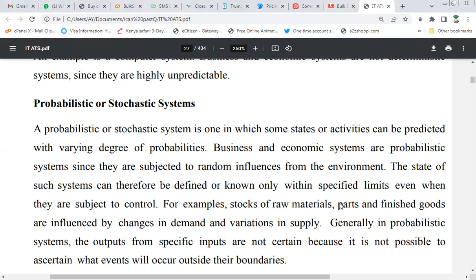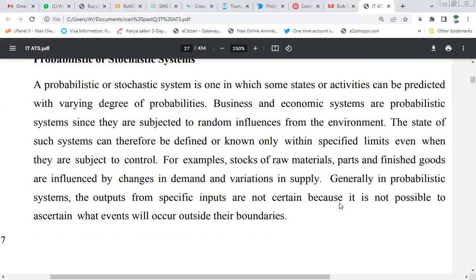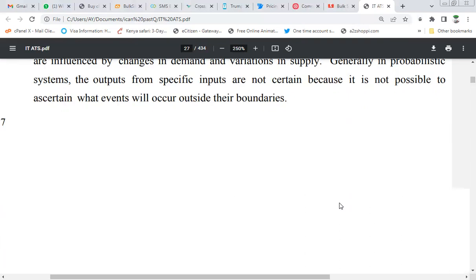The state of such a system can therefore be defined or known only within specific limits, even when they are subject to control. For example, stock of raw material, parts, and finished goods are influenced by changes in demand and variation in supply. Generally, in a probabilistic system, the output of specific inputs are not certain because it is not possible to ascertain what event will occur outside their boundaries.